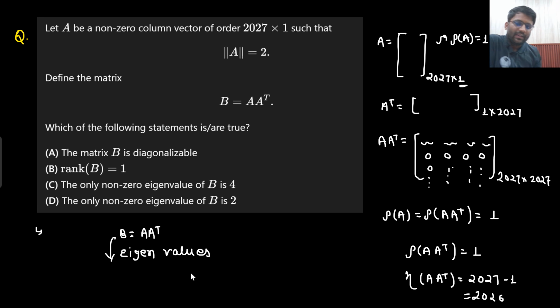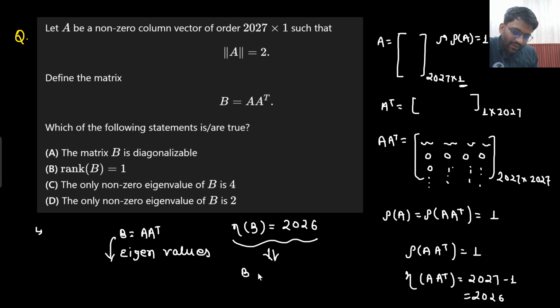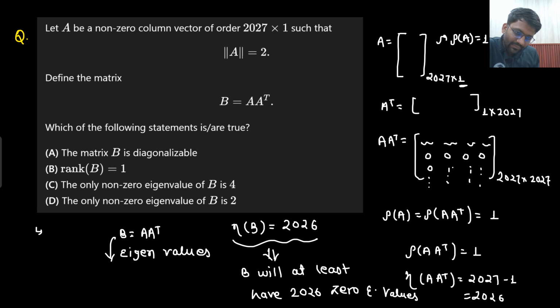Sir, nullity of B is given as 2026. What will this represent? This will represent that B will at least have 2026 zero eigenvalues. Say yes or no?